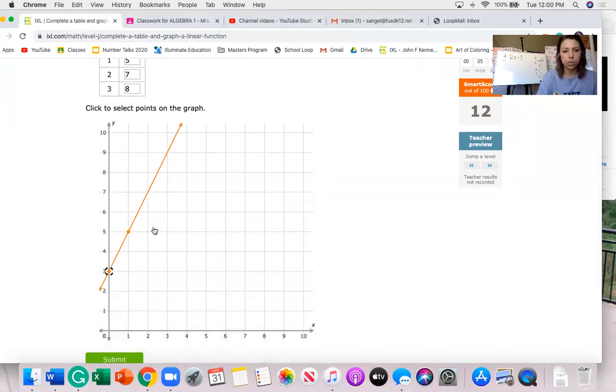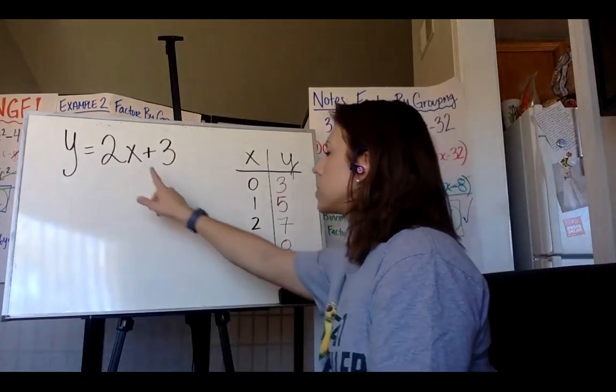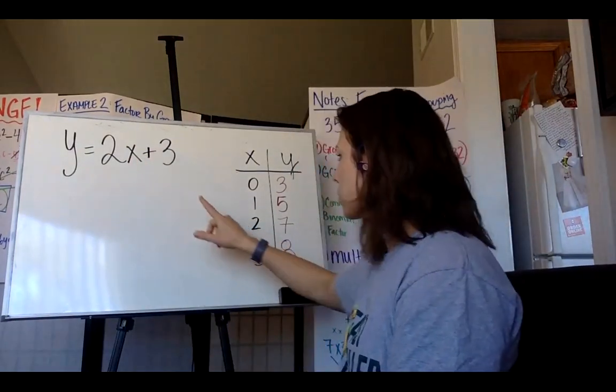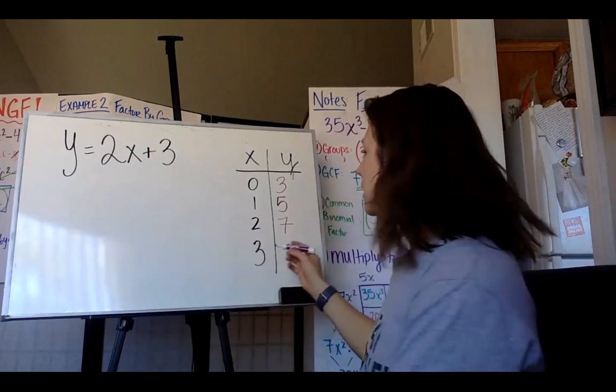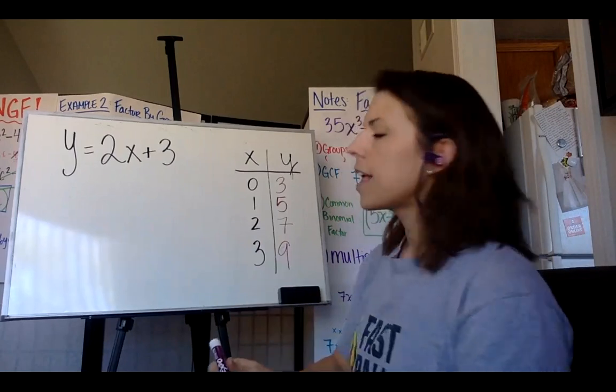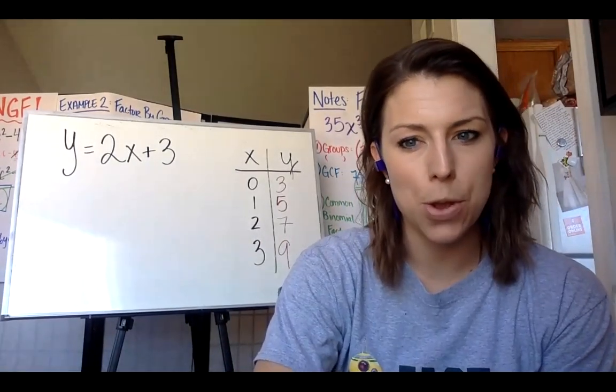Let's see, 2, 7, yes, check, that's on the line. 3, 8, right here, but that's not on the line. So let me go back to my work and see if I can figure out where I went wrong. 2 times 3 is 6, plus 3 is, wait a minute, 6 plus 3 is not 8, 6 plus 3 is 9. So I made a mistake there. That should be 9, not 8, which I think some of you maybe knew.